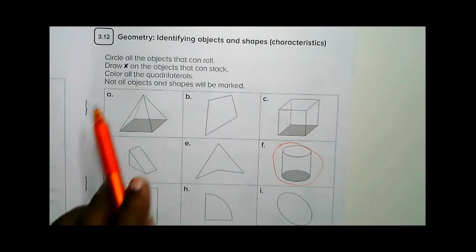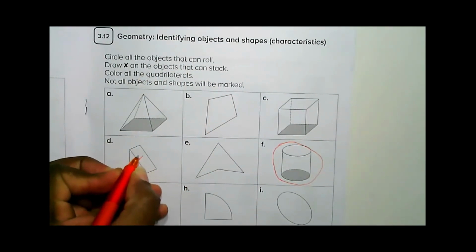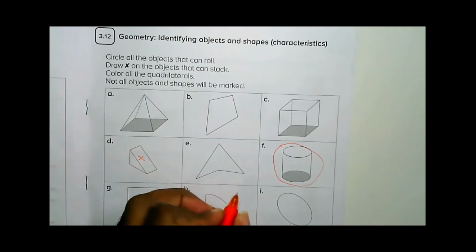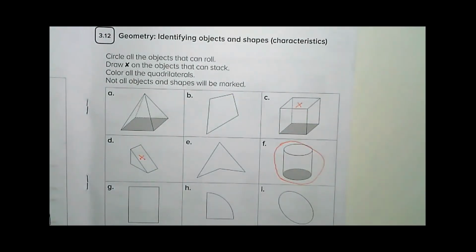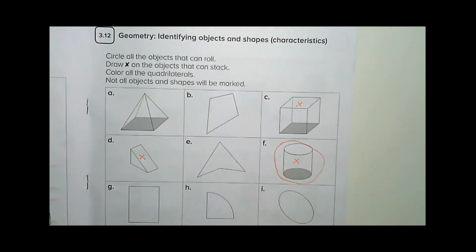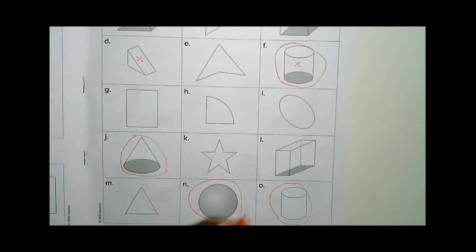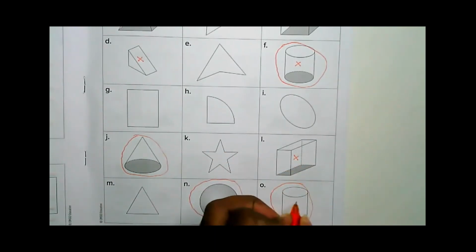Next, cross X on the objects that can stack. The objects that can stack on each other, we have this cube that can stack. This one as well can stack on top of each other. These also can stack on each other. And this.